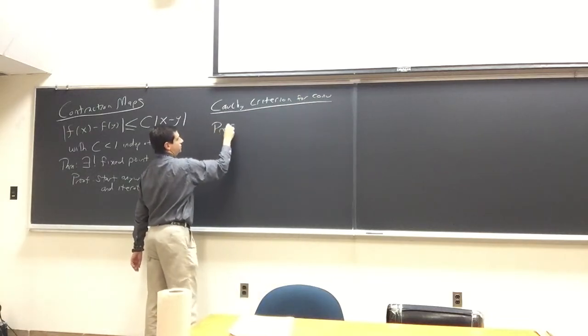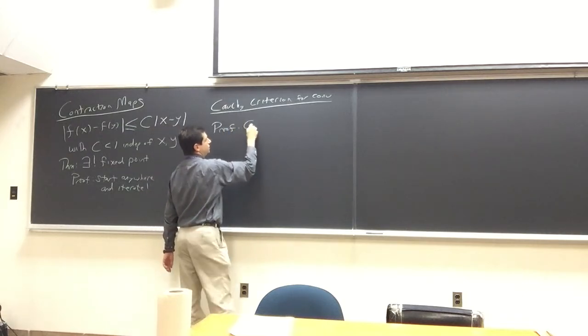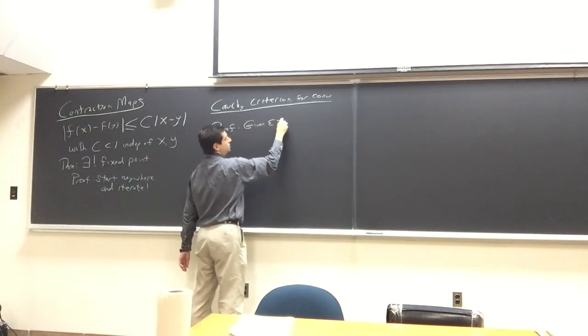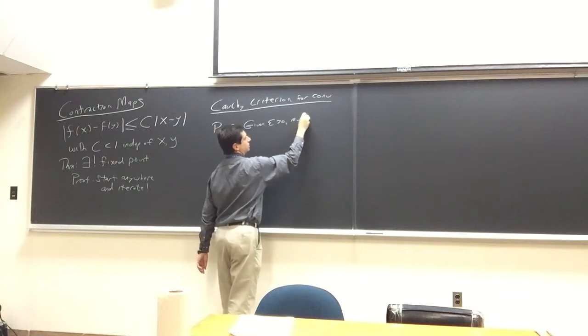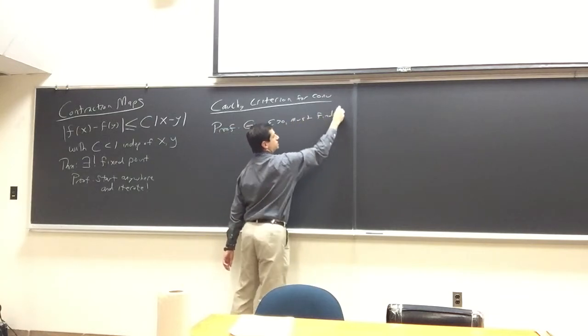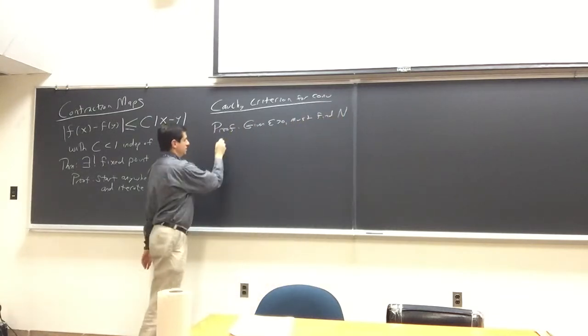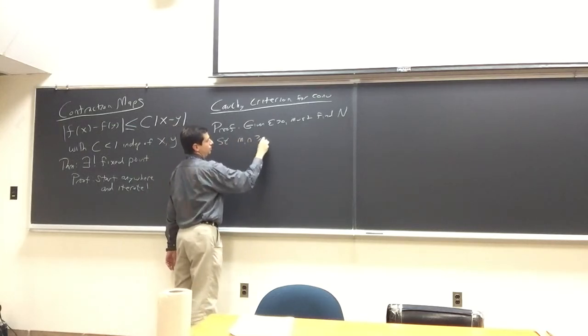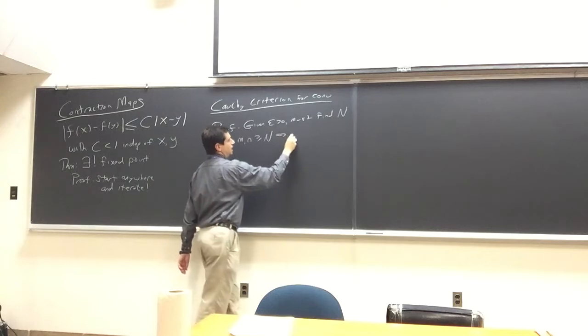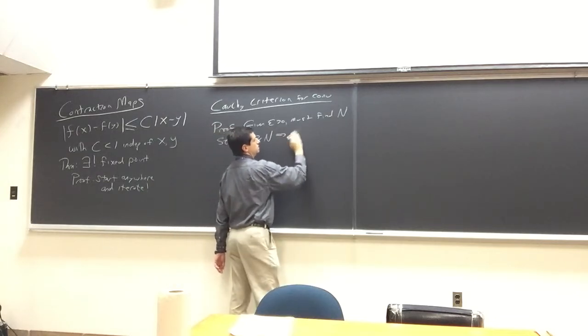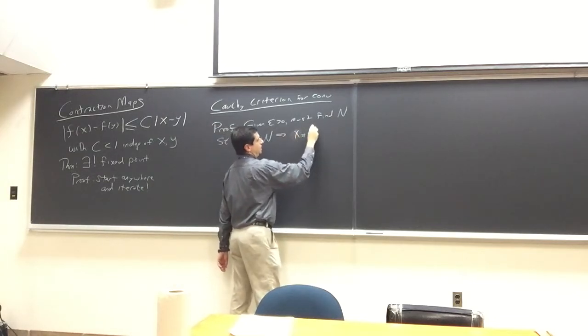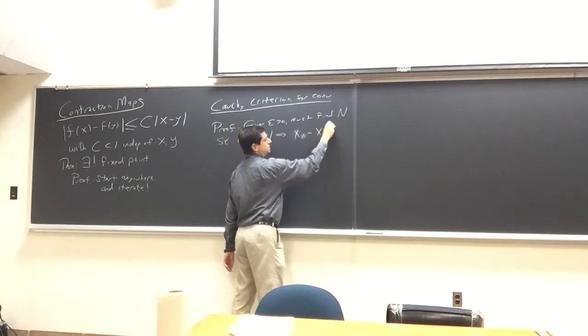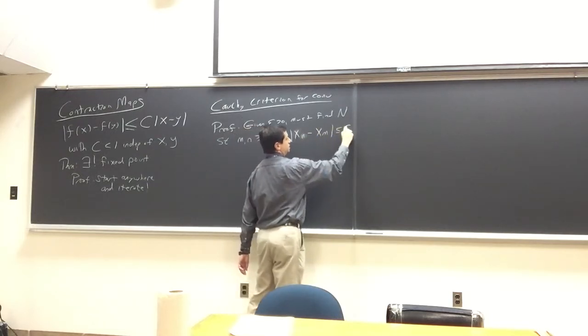And so here's the proof. Given epsilon greater than 0, we must find some big N such that m, n greater than or equal to N implies |x_m - x_n|, oh, I think we were doing it the other way, |x_n - x_m| is less than or equal to epsilon.